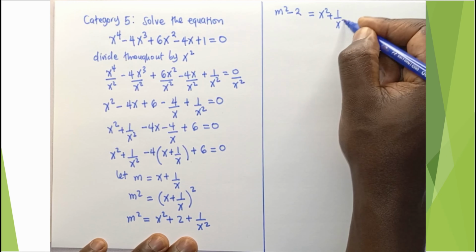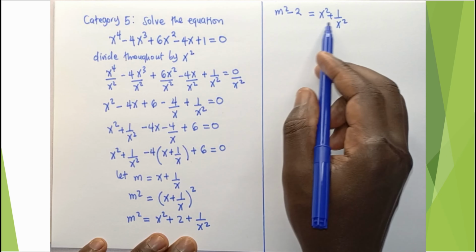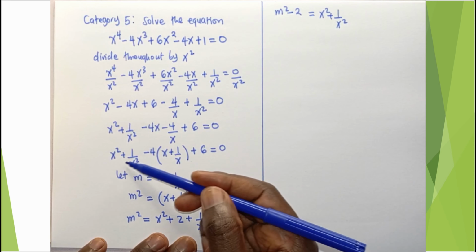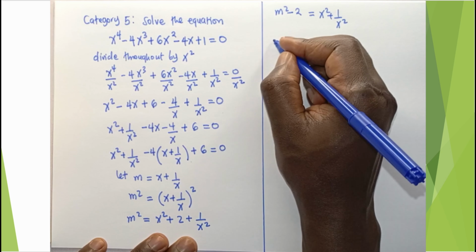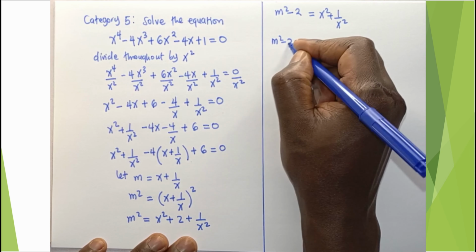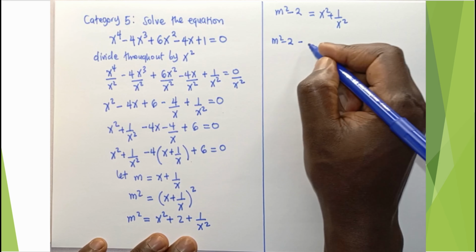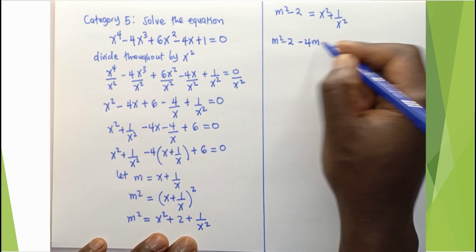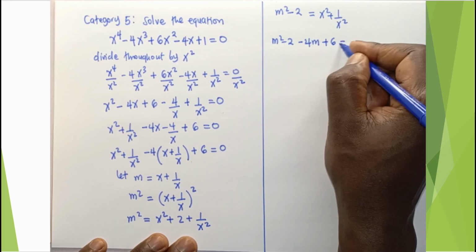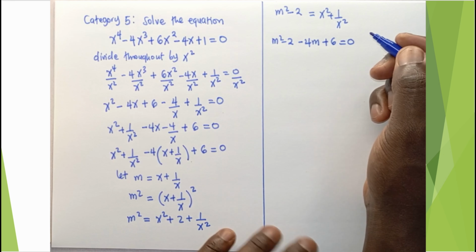So where there is x squared plus 1 over x squared, we are going to substitute it with m squared minus 2. So we shall have m squared minus 2, then minus 4m plus 6 is equal to 0.